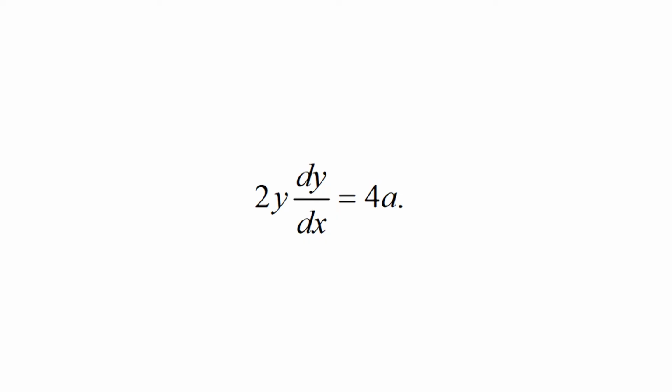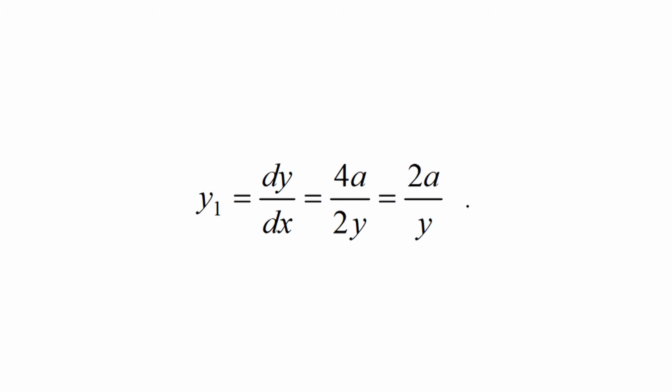As an example, we first find the coordinates of the center of curvature at the point P with coordinates (x, y) on the parabola y² = 4ax, and then find its evolute. Differentiating the equation y² = 4ax with respect to x, we obtain 2y dy/dx = 4a, so that y1 = dy/dx = 4a/2y = 2a/y.